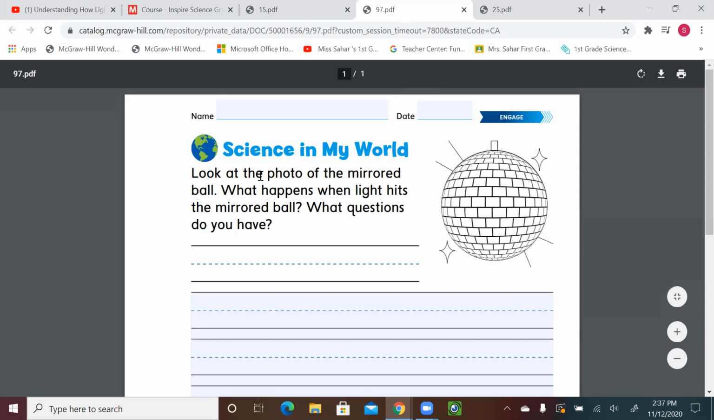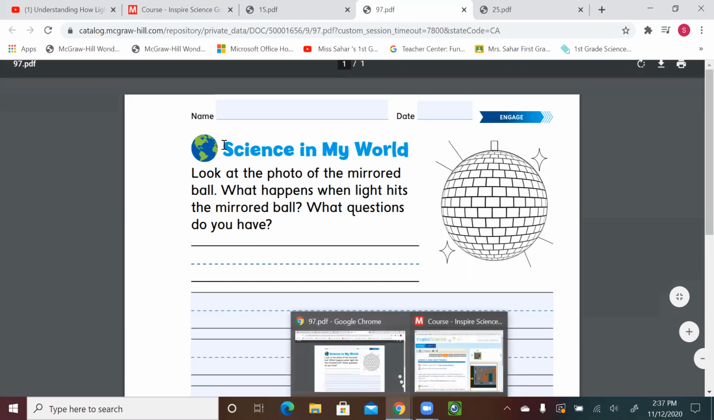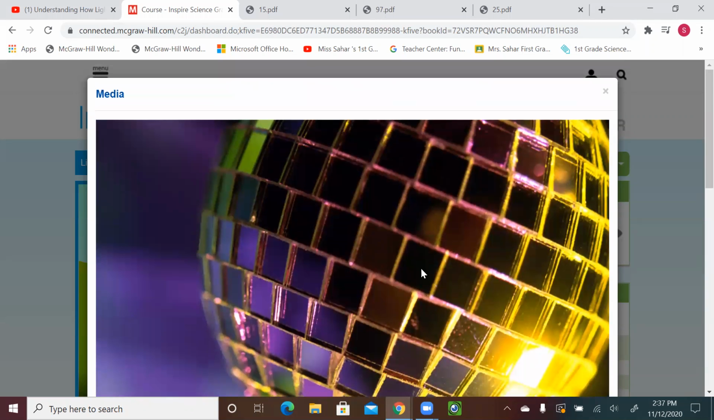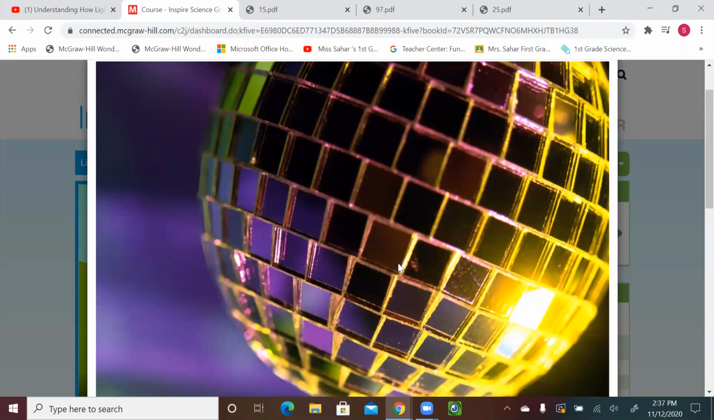Let's go to page 63. Look at the photo of the mirrored ball. What happens when light hits the mirror ball? What question do you have? Okay, let's see it again. Okay, let's go to our page.